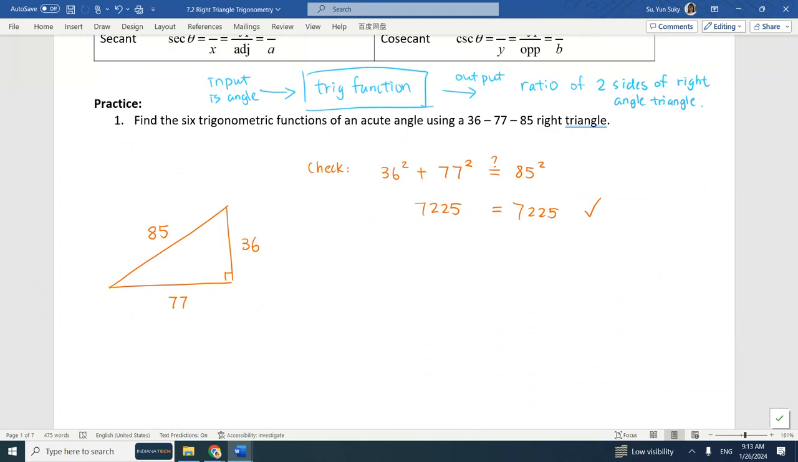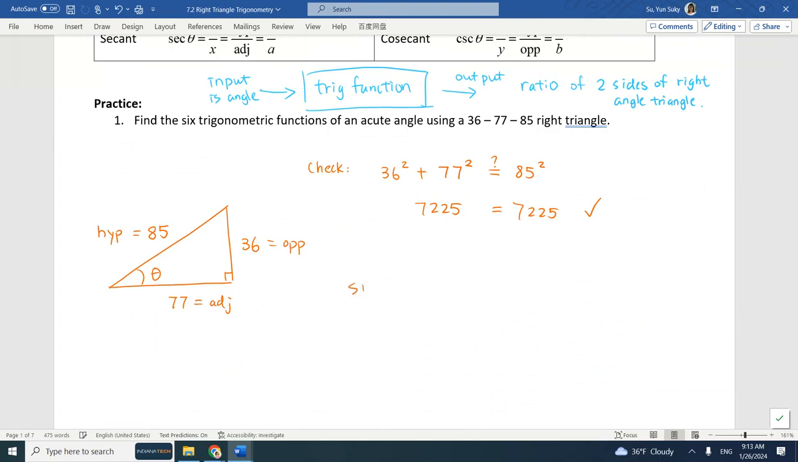Good. Now we write down the acute angle. The problem is we have two acute angles, right? Both of them are acute angles. Let me just pick this one as theta. If this is theta, what do you say this is? Opposite, adjacent, or hypotenuse? Opposite. And how about the 77? Adjacent. The 85? Yeah, hypotenuse.